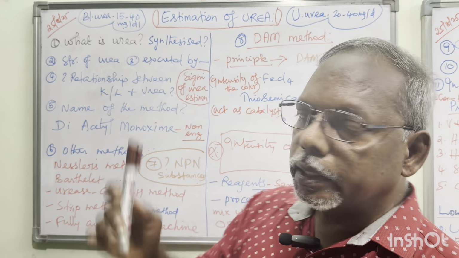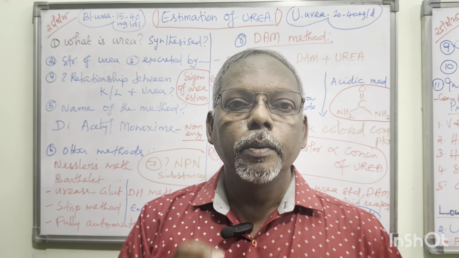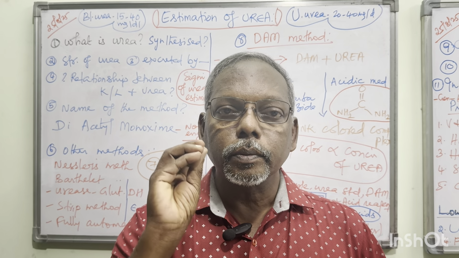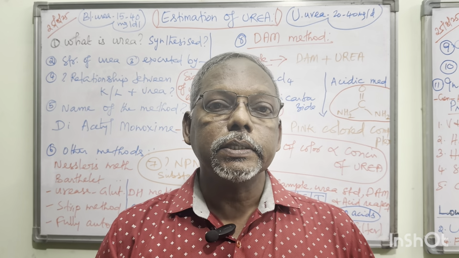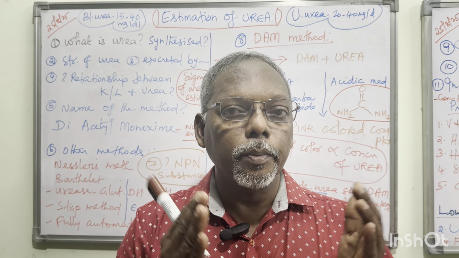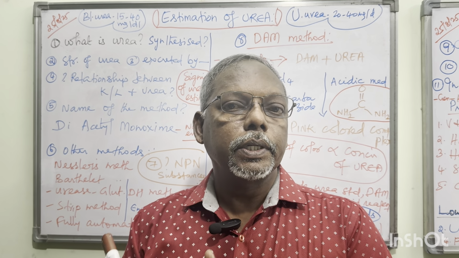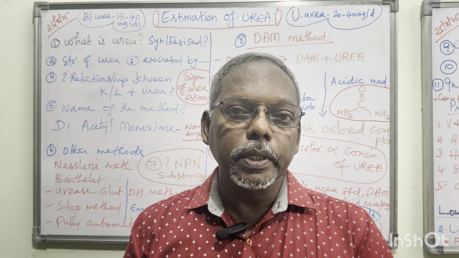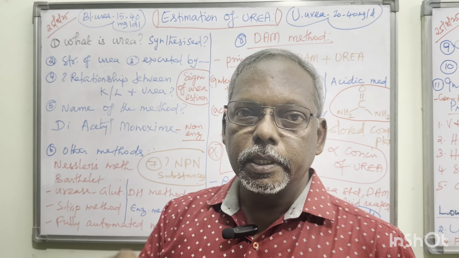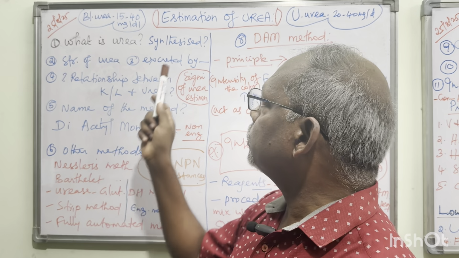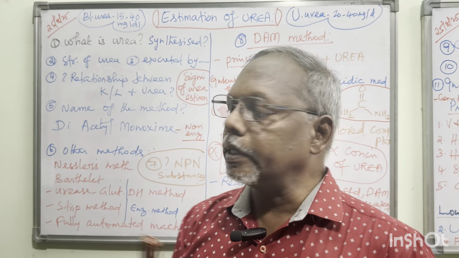So what are all the introductory points for urea? That is, what is urea? It is the main end product of protein catabolism. Where is it synthesized? We all know about ammonia, which is very toxic in our body and should be converted into non-toxic urea in the urea cycle. Automatically it will get excreted by the kidneys. So the synthesizing organ is the liver, that is, the urea cycle occurs in the liver.